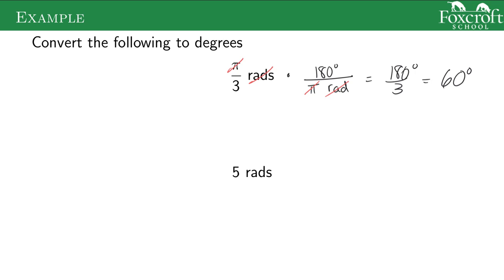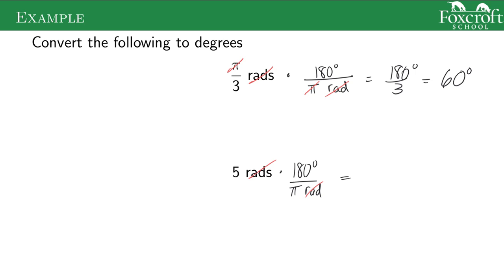Normally when we have a radian measure, it will have a pi in it because it's all related to 2 pi being a full circle, but you could have 5 radians. When we do this, it'll be the same thing, 180 degrees over pi radians. Make sure the radians cancel. And 5 times 180 is going to be on the top. Let's see what that's going to be.